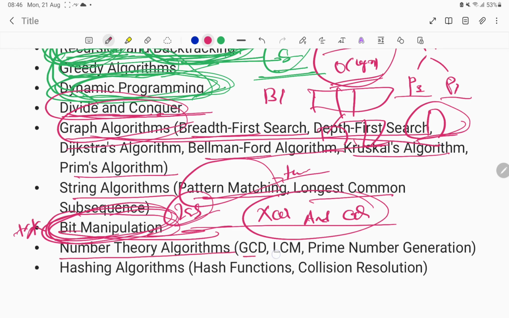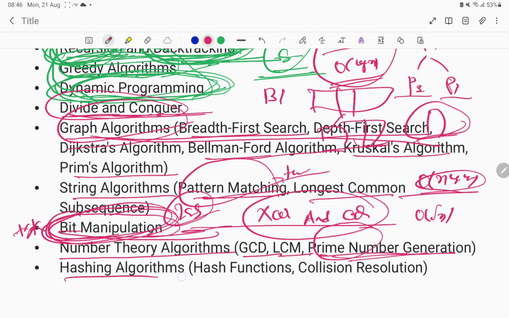Number theory algorithms like GCD, where you find the GCD of two numbers, LCM, prime number generation, and also you can find prime numbers in big O of root n. You can also find prime numbers in log n. We will also use the sieve algorithm to find the prime numbers.